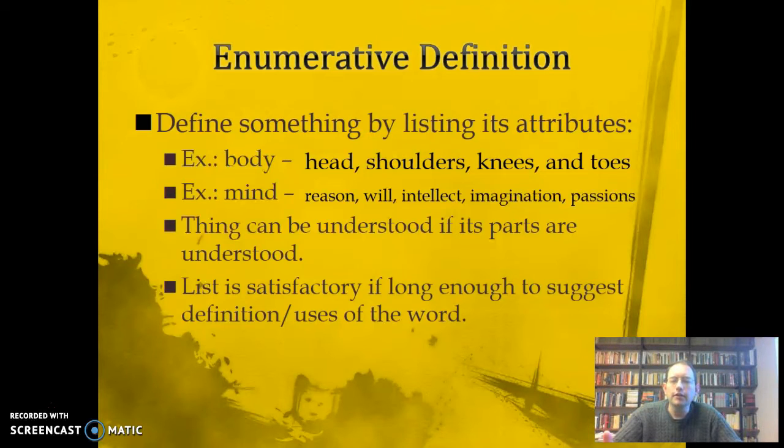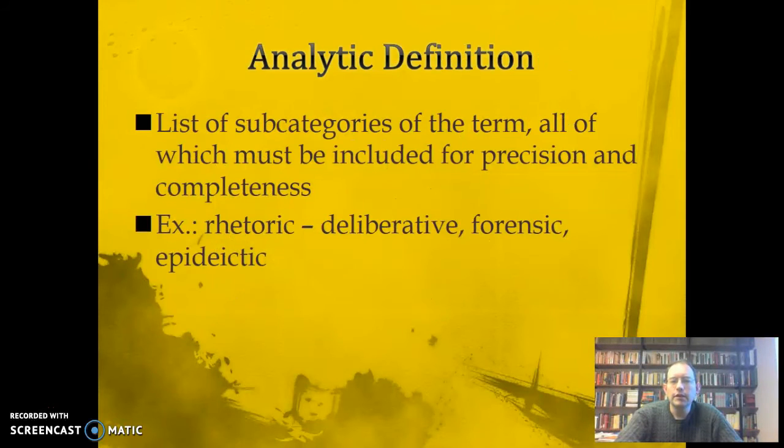You're going to need at least probably three or four different qualities to talk about when you want to define a term based on its attributes in the enumerative definition. All right, so enumerative definition just looks at a list of qualities or characteristics. Okay, similar is the analytic definition, which is fairly similar to enumerative, where we're talking about its qualities, but analytic is talking about the subcategories.